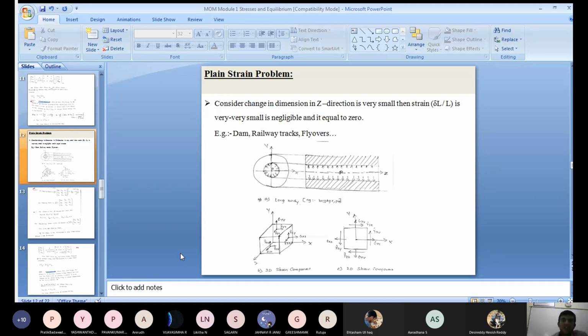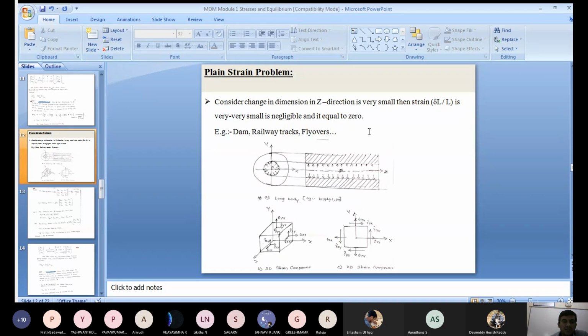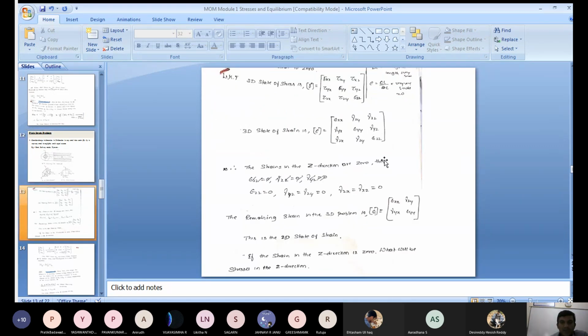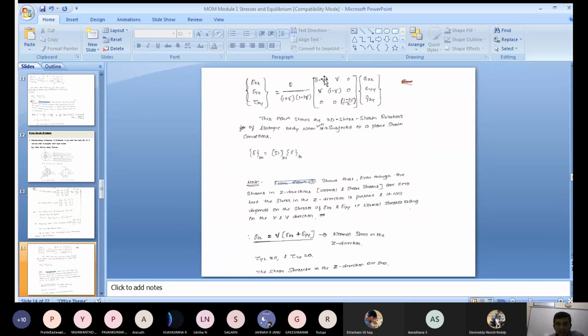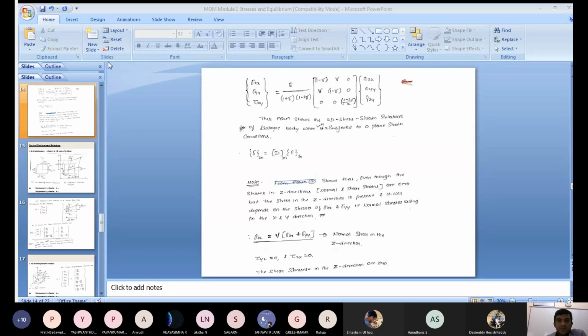Similarly, you go for the plane strain condition. The strain along the z direction is very small, so you neglect that. Examples are a dam, railway tracks, flyovers. Then again, what is the relationship? How is the three-dimensional state of stress and state of strain converted into a two-dimensional state of strain, right? And again, the stress-strain relationship for the plane strain condition.